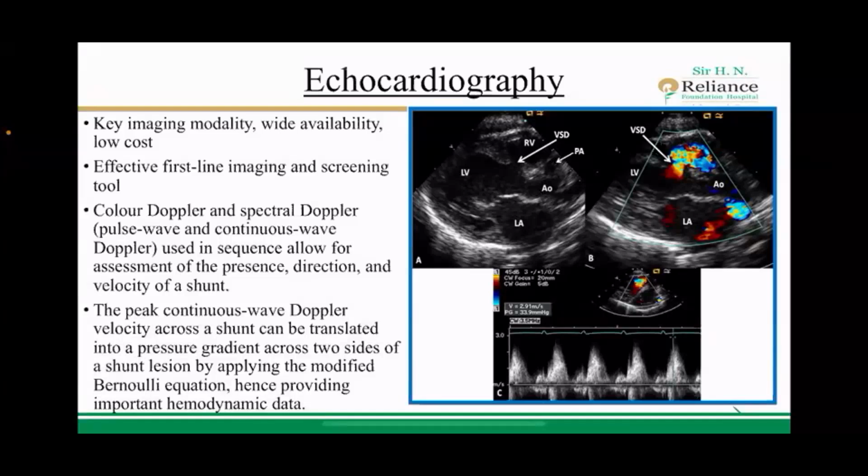So what all do you see in an echocardiography? You can locate the shunt, you can see a defect, so you can diagnose a congenital heart defect which is causing the shunt. Then you can put a Doppler across that, color Doppler and spectral Doppler, pulse wave or continuous wave. This is for the assessment of the presence and direction of the shunt, and to see the velocity of the shunt. From the peak velocity, you can calculate the gradient across the shunt. That is, the formula is 4 times the velocity squared. So you can get the peak gradient across the shunt. That will help in assessing the magnitude of the shunt, how severe it is, and whether it needs to be operated on.